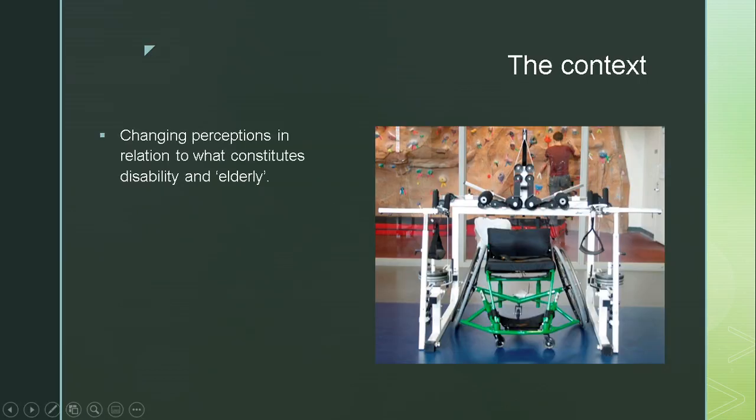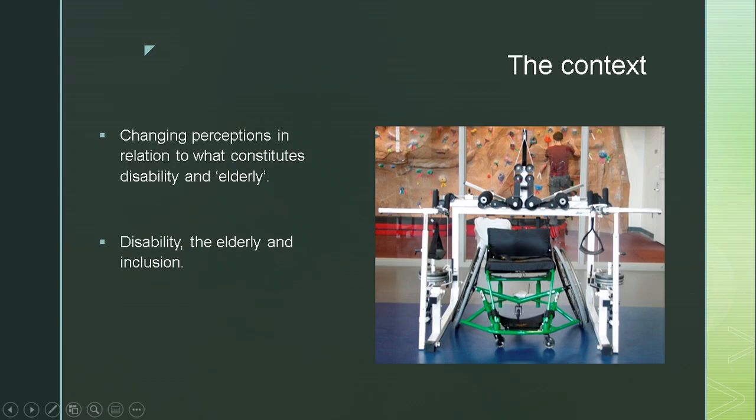Now, in terms of setting the context, we're going to explore in this session the change in perceptions in relation to what constitutes disability and elderly. The major focus of this is on elderly, but we're going to explore this through a disability lens at the start of this session, particularly around the disability model that we use in society.